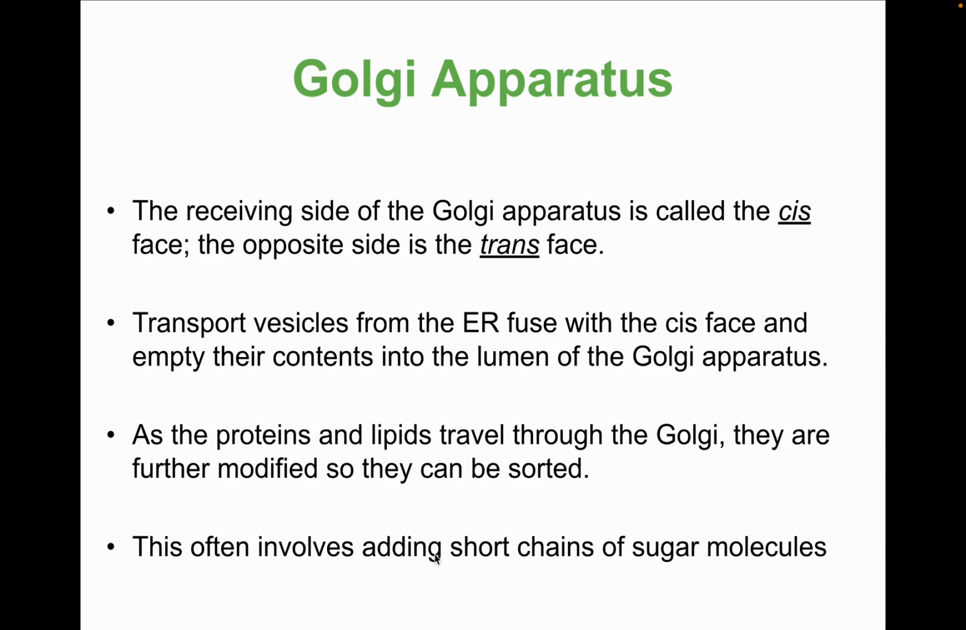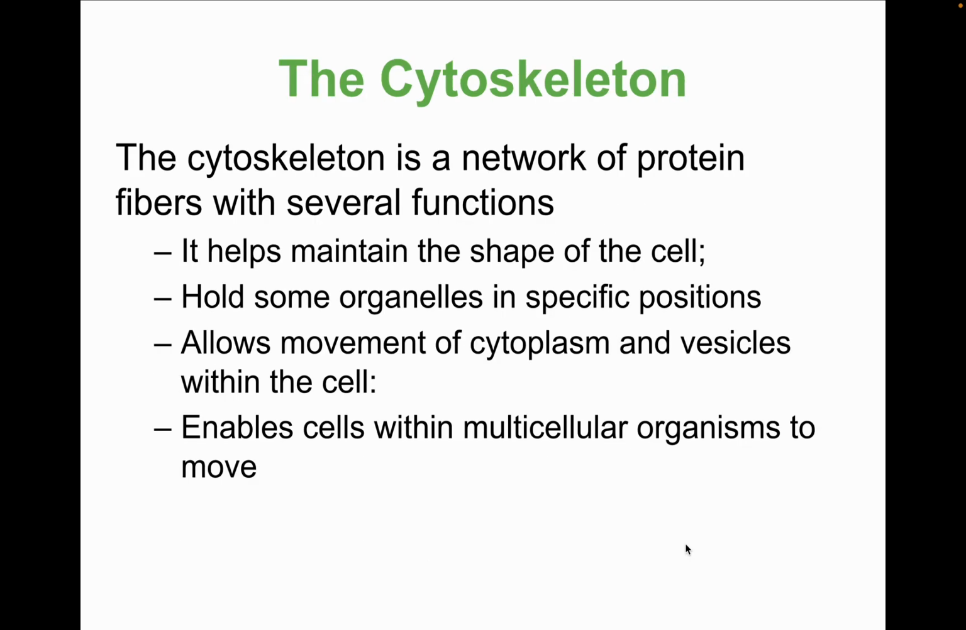And this often involves adding short chains of sugar molecules, which are kind of like ID cards, or in this case, like QR codes that we add onto the package. So the cell will be able to identify, oh, I need to send this package to the other end of the cell, or I need to send this package outside of the cell.